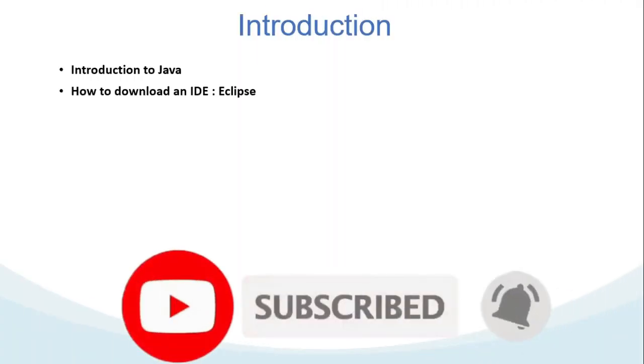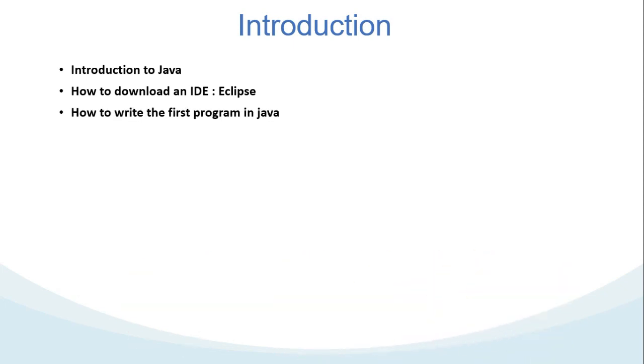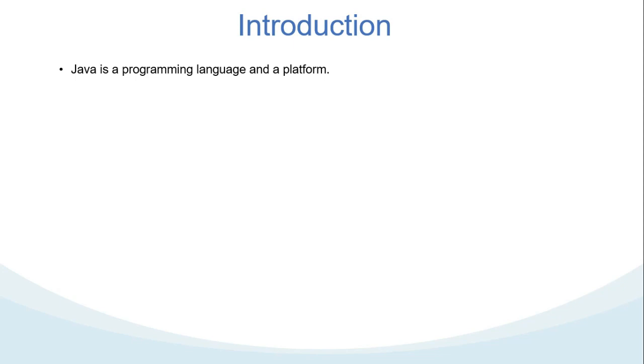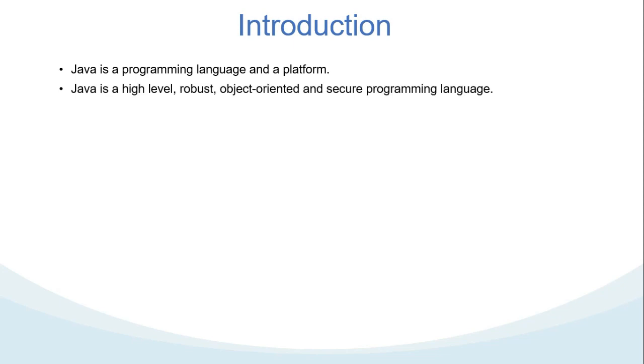In this video, we will talk about Introduction to Java, how to download an IDE, which is Eclipse, and how to write the first program in Java. Java is a programming language and a platform. Java is a high-level, robust, object-oriented, and secure programming language. It is called a platform since Java has its own runtime environment and application program interface.